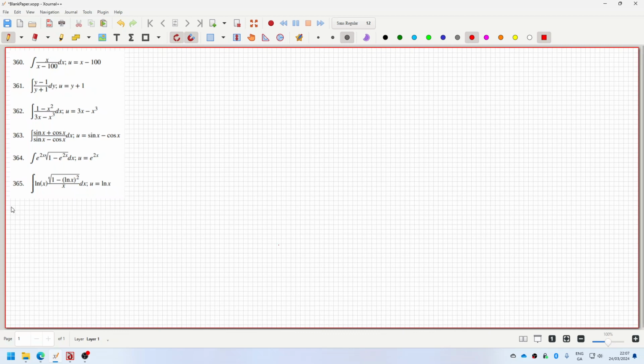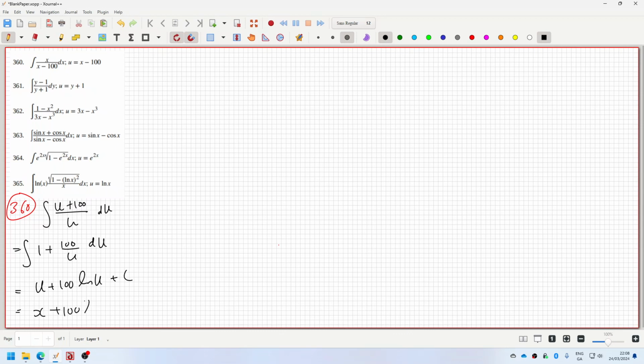All right, 360. So if u equals that, then du equals dx. So the integration on the top would be x, which would be u plus 100 over u du. So that's the integration of 1 plus 100 over u du. So that would be u plus 100 log u plus c. So that would be x plus 100 log x minus 100 plus c. And the c absorbs the minus 100 at the front.